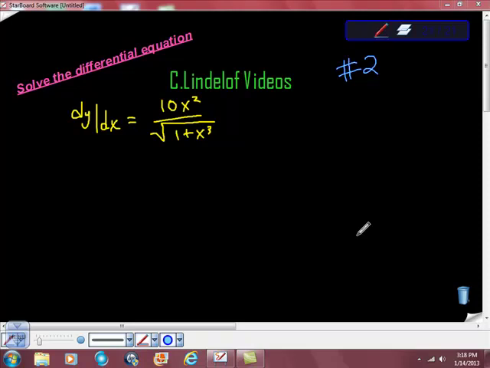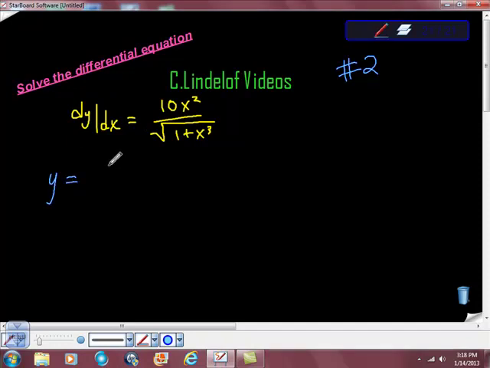AP Calculus AB. Solve the differential equation number 2. So the question will be presented to you this way on the exam, probably on a multiple choice question. And I just want you to know where to go with this and what they are asking you to do. First thing I would do is write it in integral form.